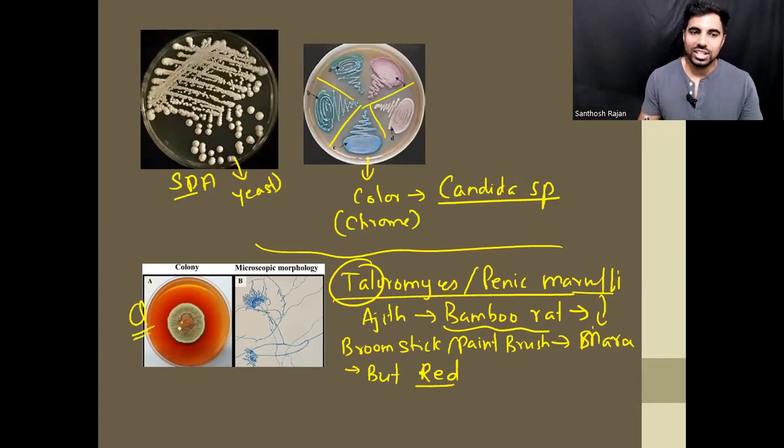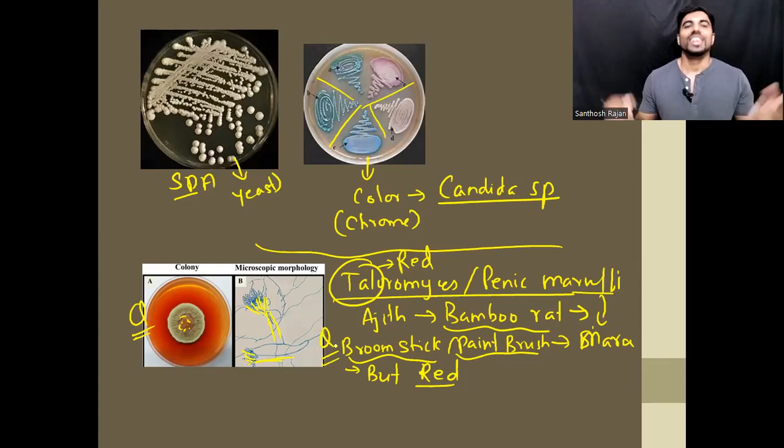You have seen in the center, this red color pigment you're seeing. That is one thing. Our Thalai's movie itself is red. Thalai Ajit's movie is itself red. Okay, red color pigment. And look at this, this brush. Brush-like appearance or paintbrush-like appearance. Paintbrush or broomstick appearance is also from this. That's it. So, we are done with the culture media.